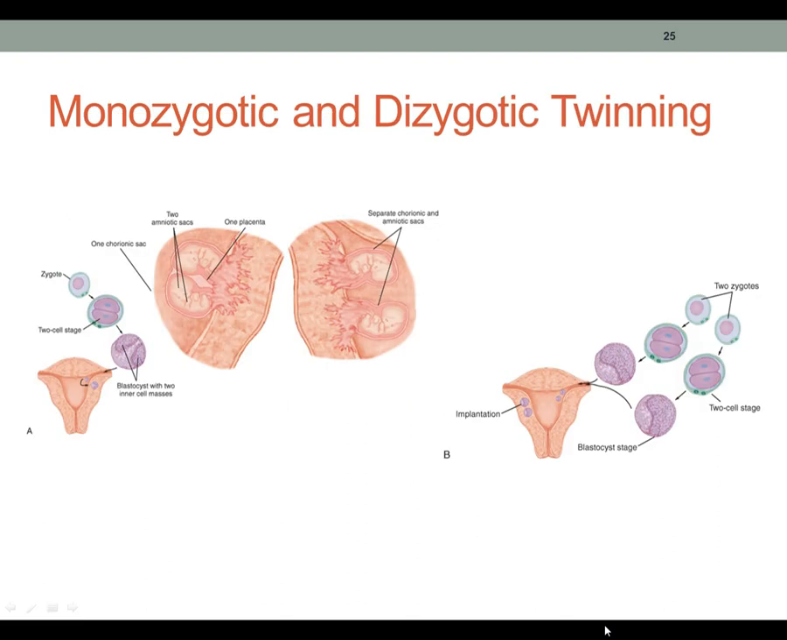Alright, so there is just another representation of twinning. This is the end of the first part. The next part will be adaptations to pregnancy.